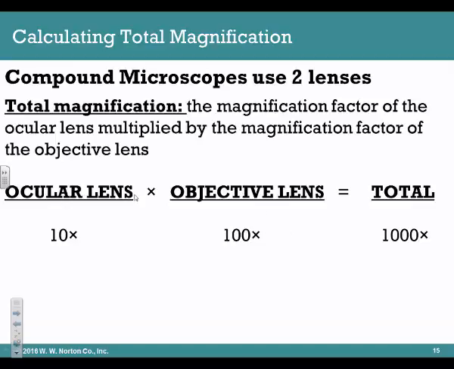And the way that we detect how much the object is being magnified by the microscope is just by multiplying. So 10 times 100 and you get 1,000. So really, for our purposes this semester, we will not be able to see any bacteria until we get to that oil immersion lens, which will give us 1,000 times magnification of the actual size of the bacteria we're studying.